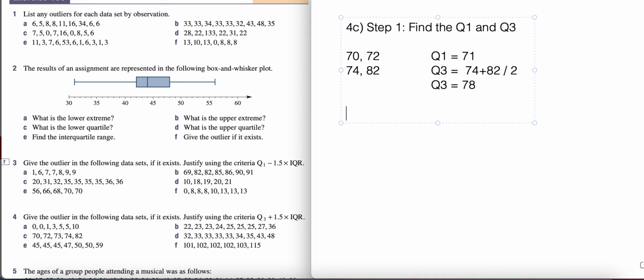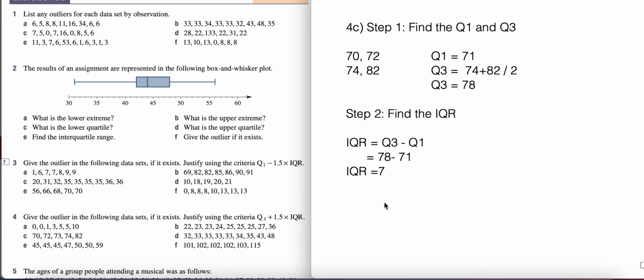Okay, we've done step 1. Now step 2, similar to question 3, is to find the IQR. To find the IQR, again, it's just Q3 minus Q1. In this case, our Q3, which we've worked out, is 78, minus Q1, which is 71. So 78 minus 71 is 7. So our IQR is therefore 7.